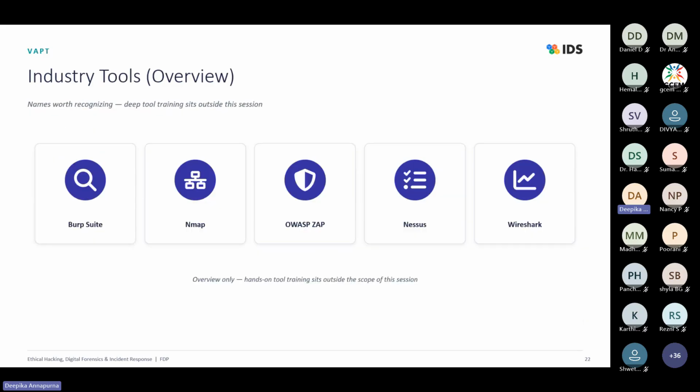The next one, industrial tools which we use for VAPT. Just now I have shown you they have been using Burp Suite for vulnerability assessment. And we have different other tools like Nmap, OWASP ZAP, Nessus and Wireshark. These are hands-on tools which we have for VAPT testing.